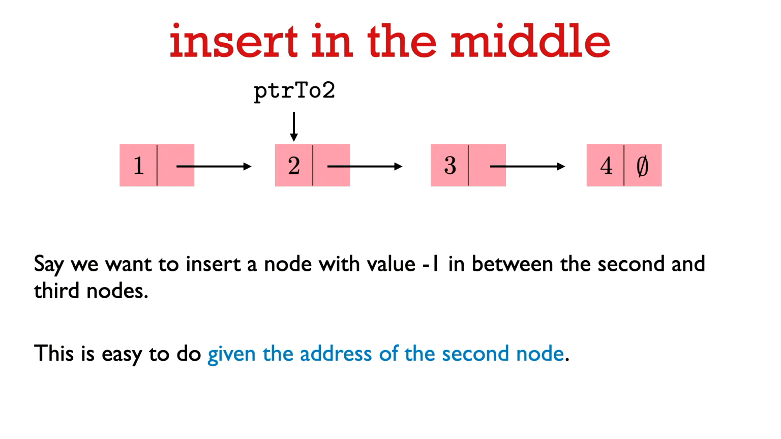Okay, how about if we wanted to insert a node in the middle of the list? This is again easy if we're given a pointer to the node before the position where we want to insert the new node. So as an example, say that we want to insert a new node with value 2.5 in between the second and third nodes, and say that we're given a pointer to the second node, so this variable called pointer to 2 here.